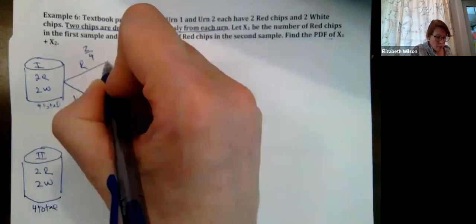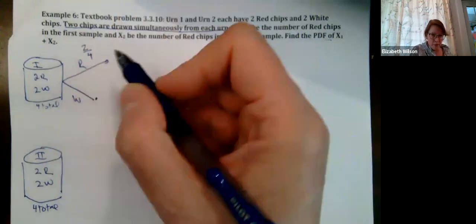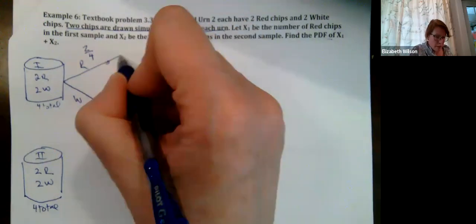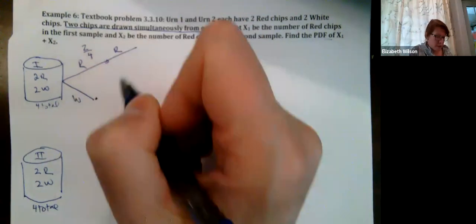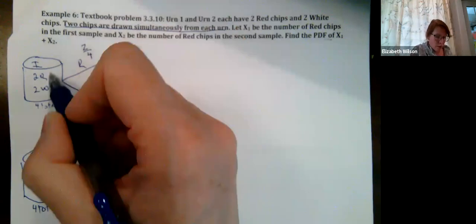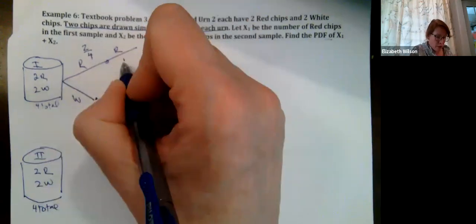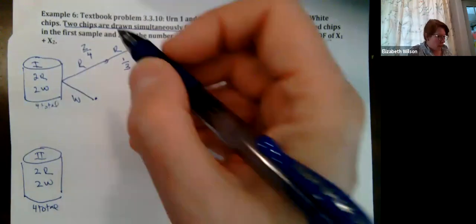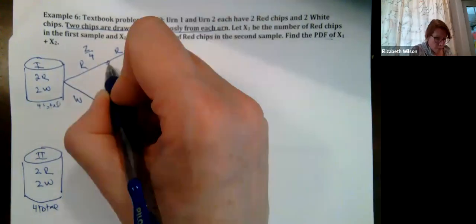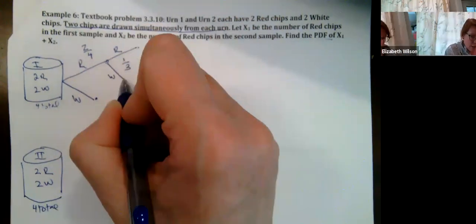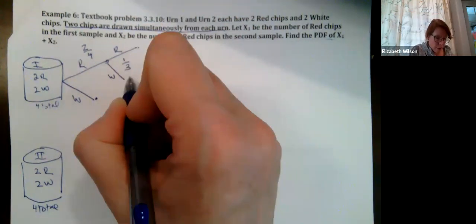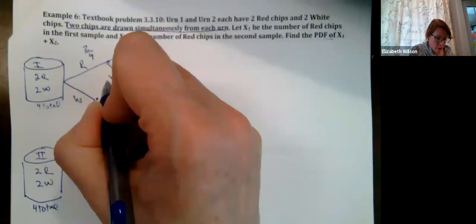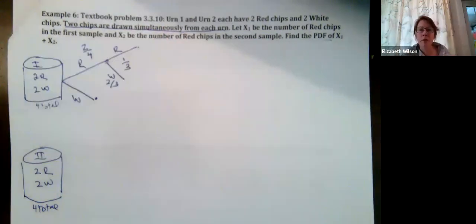So the first chip is red. My second chip could be red. I have 1 red chip out of 3 in terms of my probability, because I've taken 1 out. Or I could have a white chip here, which would be 2 out of 3. Right, so this is going to give me that probability.